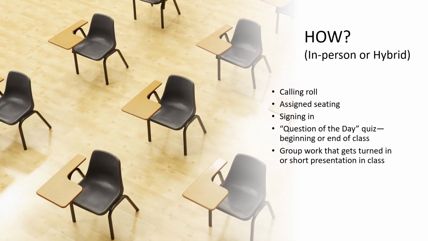Here are some ways to take attendance in an in-person or hybrid class. Calling roll. Hopefully, this is only for the first few weeks. Then you will know everyone's name and can just look around the room. Assigned seating. Although weirdly after the first day, they all sit in the same seats. Signing in. I've seen this done in bigger classrooms, labs, or art classes where students are working on projects right away.